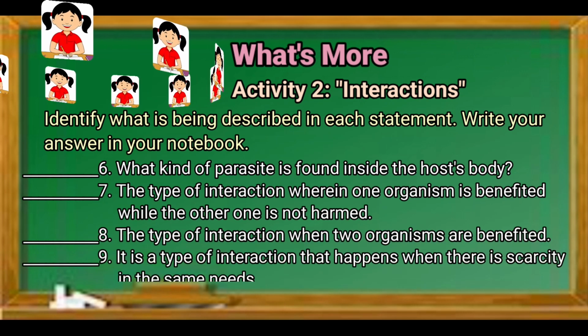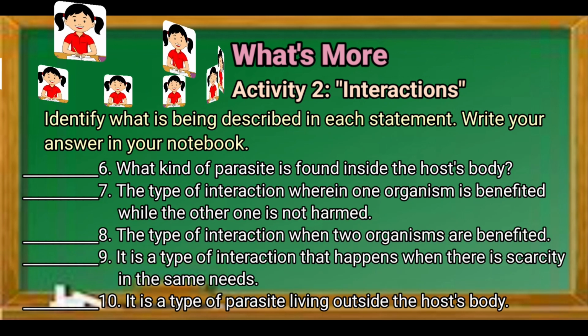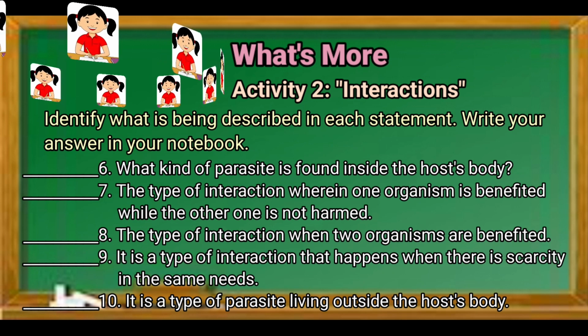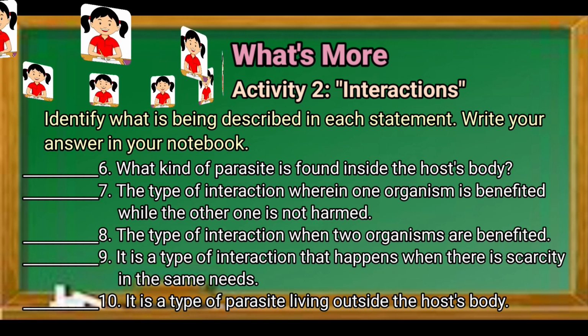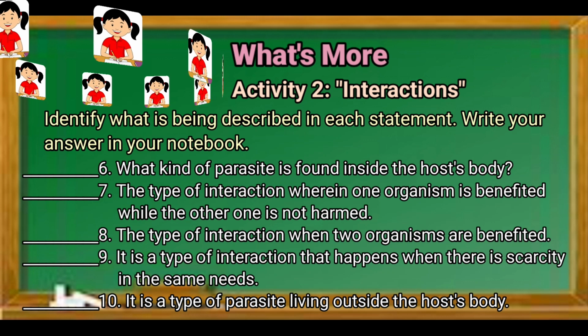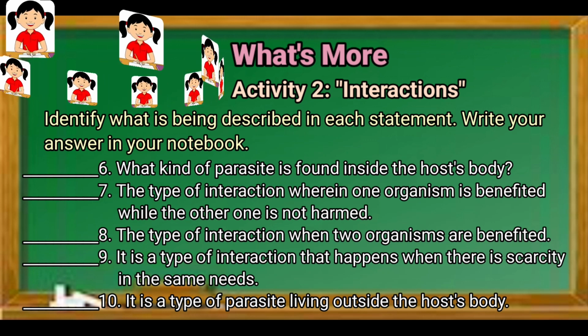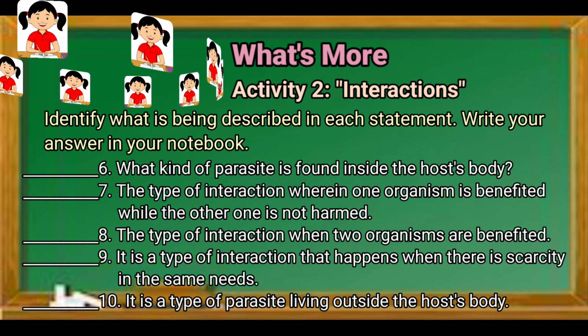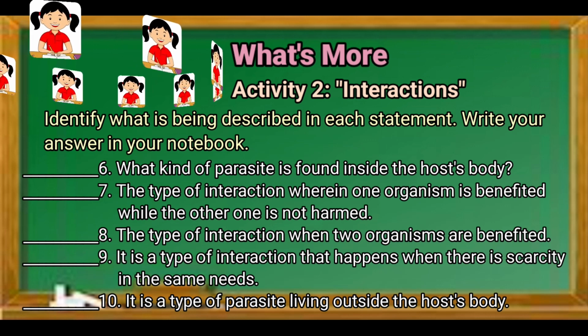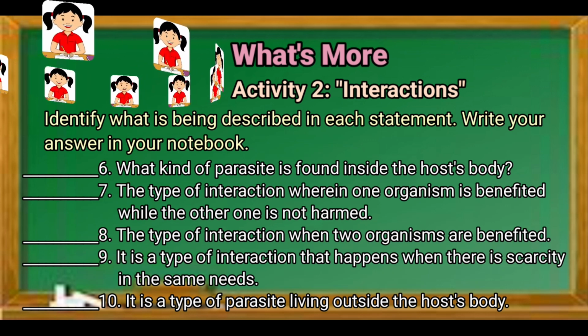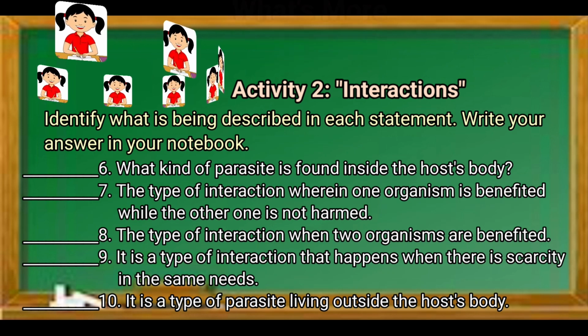Seventh, the type of interaction where one organism is benefited while the other one is not harmed. Eighth, the type of interaction when two organisms are benefited. Ninth, it is a type of interaction that happens when there is a scarcity in the same needs. 10th, it is a type of parasite living outside the host body.